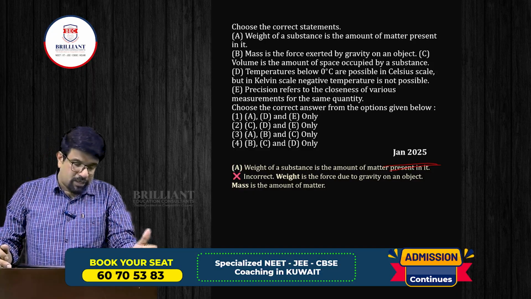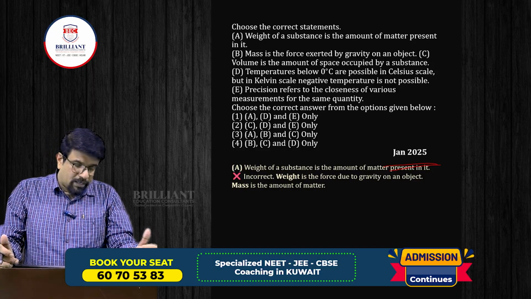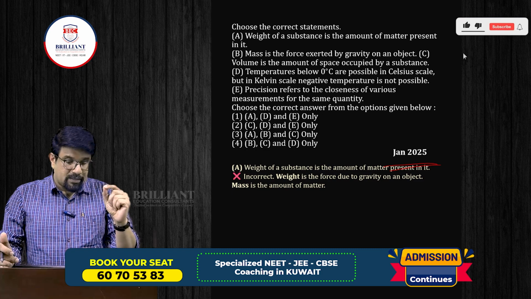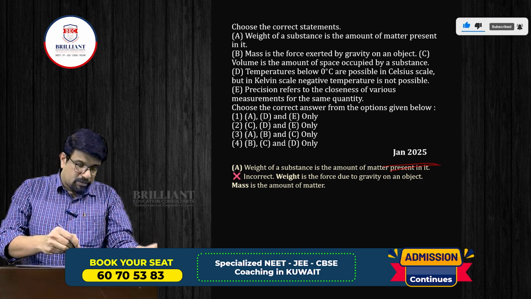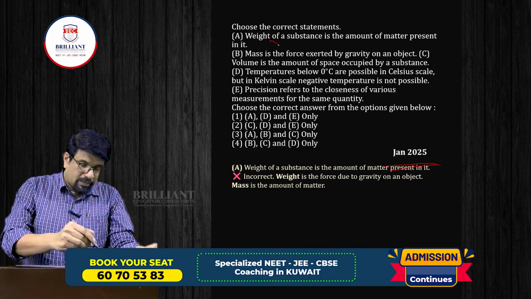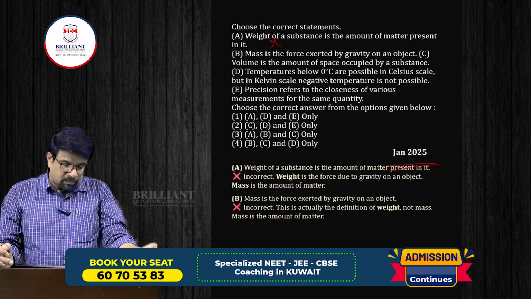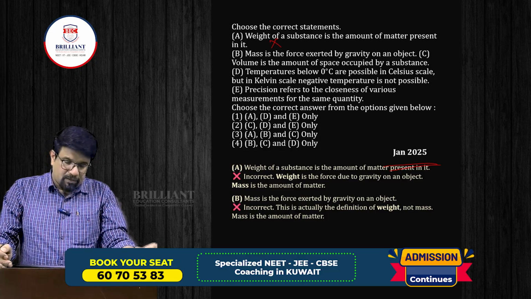First statement, we already know that the weight of a substance is the amount of matter present in it. That is wrong, right? So the first statement is a wrong statement. And second, mass is the force exerted by gravity on the object.